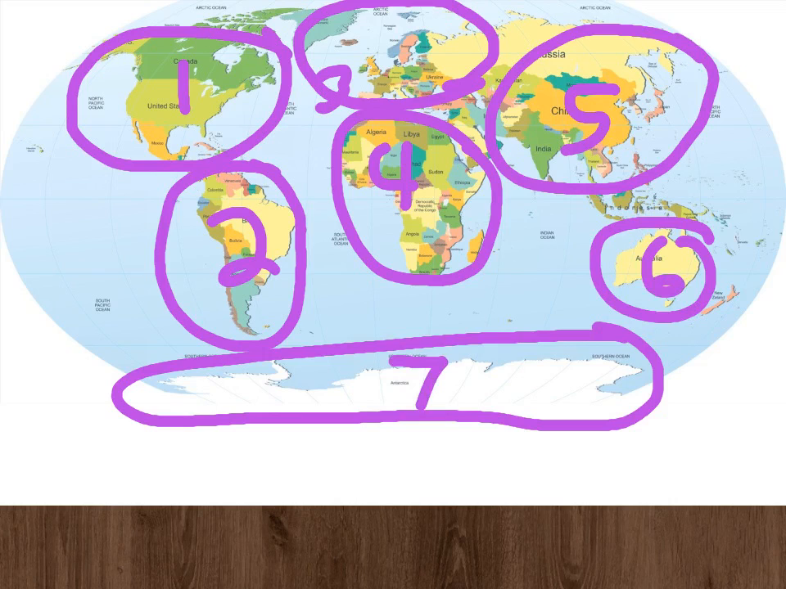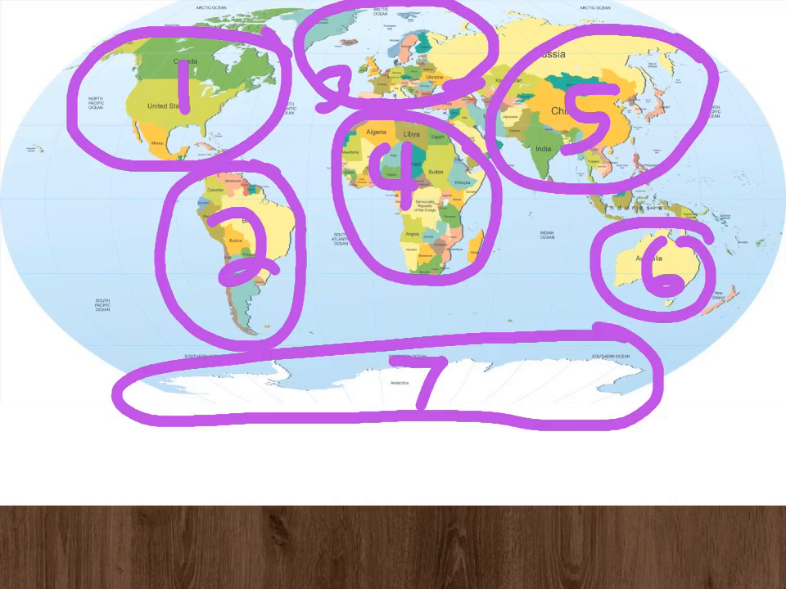We also have, in our world, 4 different major oceans. We have the Pacific Ocean. We have the Atlantic Ocean. We have the Indian Ocean. And then at the top, not even on my screen, is the Arctic Ocean.